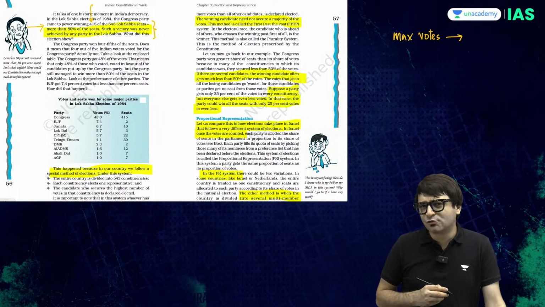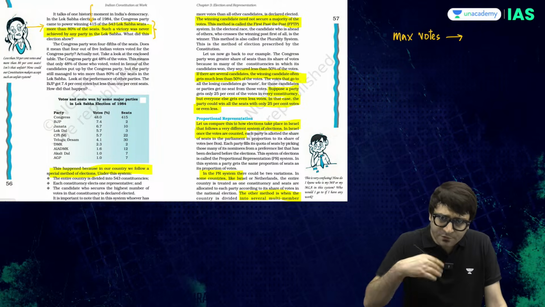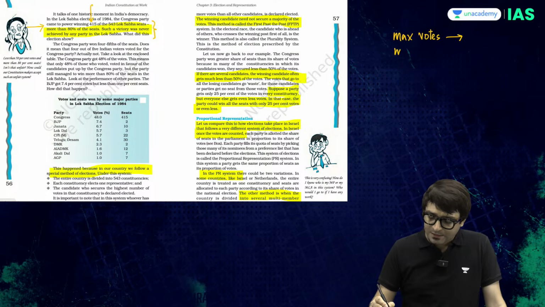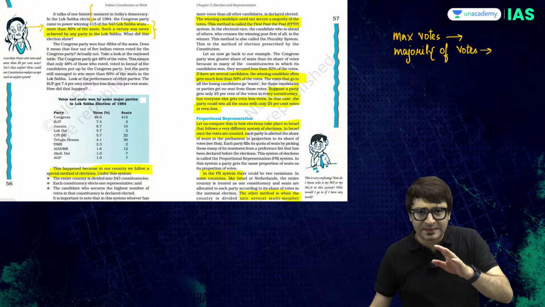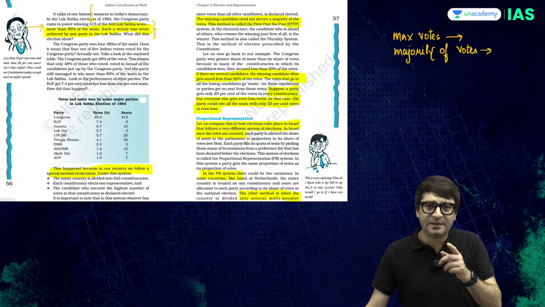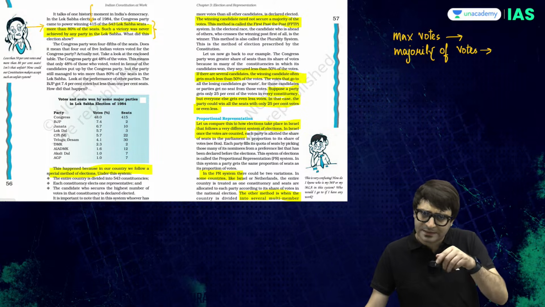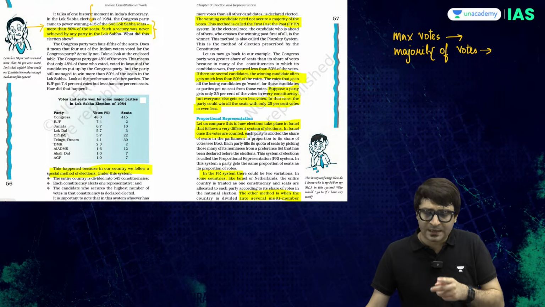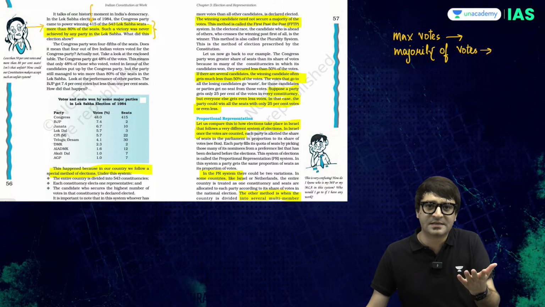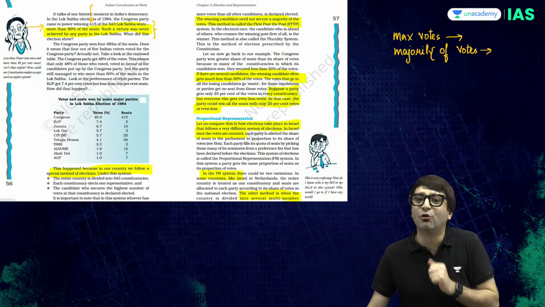So that we know, that is too simple. Now let me confuse you. What is the difference between the maximum number of votes and the majority of votes? If I tell you I'll take a poll, and in this poll I will ask you, should I end this class right now so that we can resume this class tomorrow? Those who say yes. Those who want the class to continue say no.